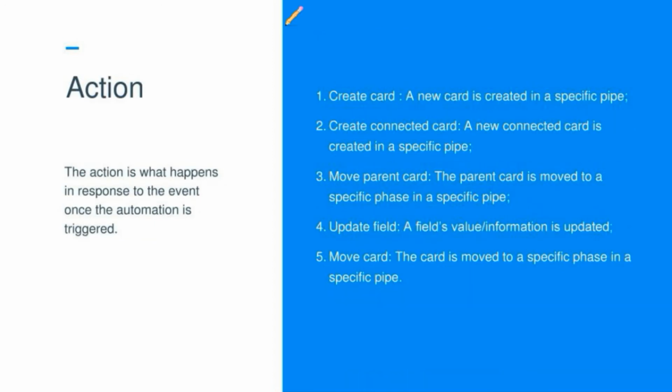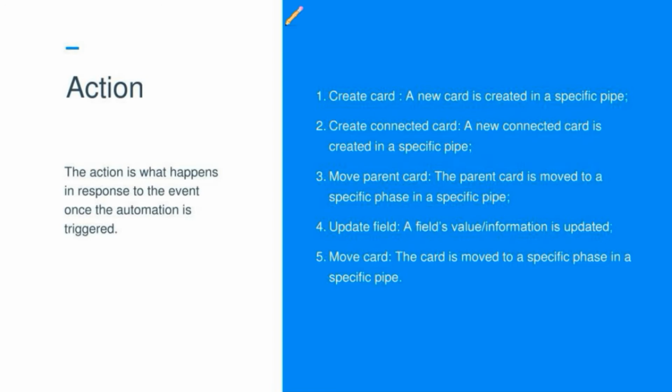Now on to the actions. The action is what happens in response to the event once the automation is triggered. We currently have 5 different actions, so let's get to it. When the automation is triggered, a new card can be created in a specific pipe. That's the first action. A connected card can also be created, so whenever the event happens, a new connected card is created in a specific pipe.